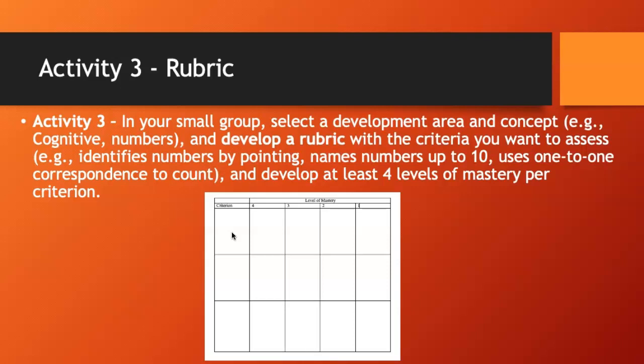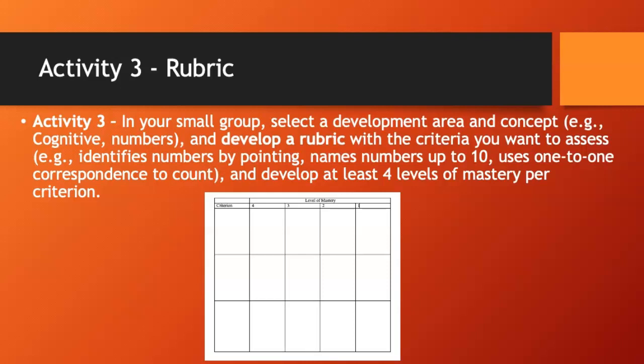So you're going to do that by groups. And once you have decided, okay, this is the area of development, this is the concept, these are the different criteria, and these are the definitions of each of the levels of performance for each of the criteria, then you're going to have one person from your group post that onto the discussion board. There's going to be 5 groups, 3 groups of 3 and 2 groups of 4. So find your small group, discuss and identify your development area, your concept, develop your rubric, and have one person post it.